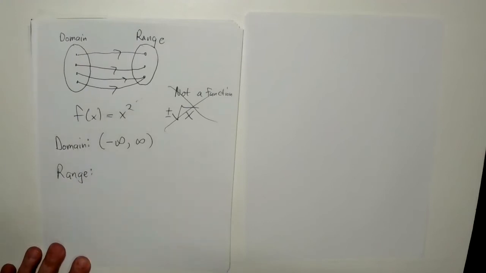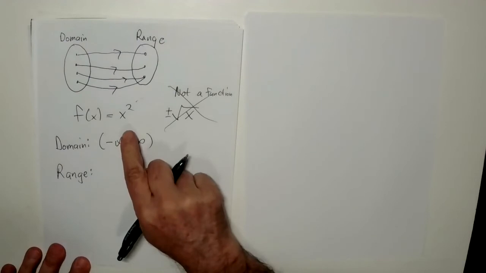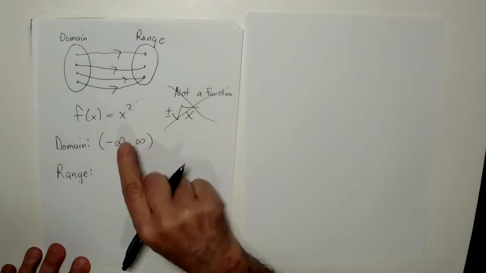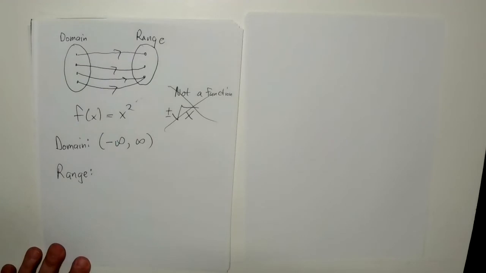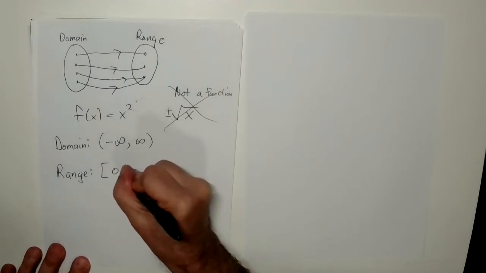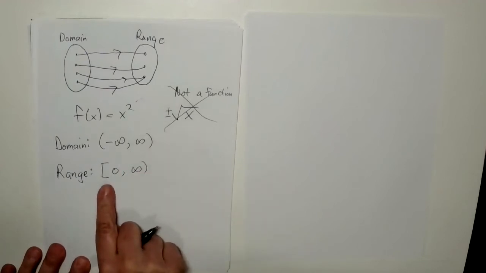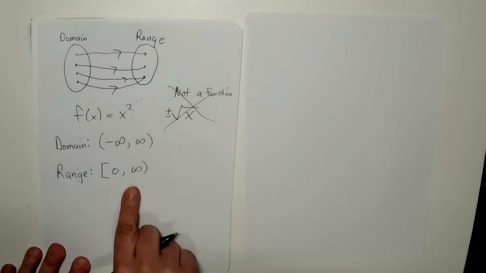Okay, the range. Now the deal here is if you square a number, you're going to get something bigger than or equal to 0. So in fact, the range here is 0 to infinity. And you'll note this square bracket here means that 0 is included. So anything bigger than or equal to 0 is allowed.